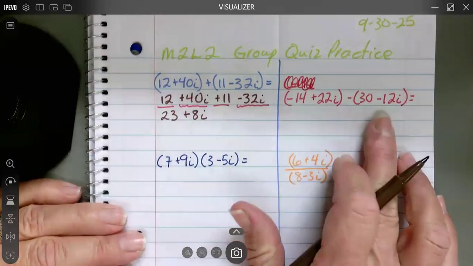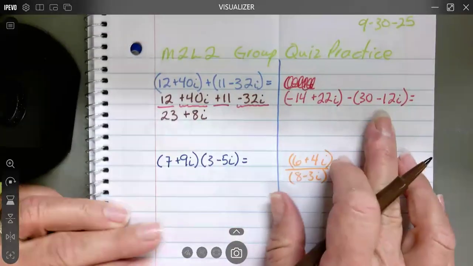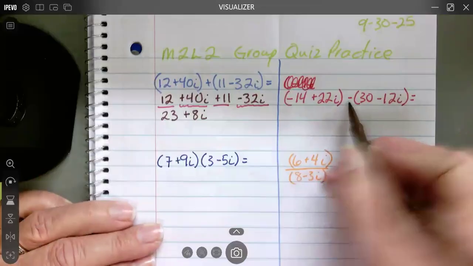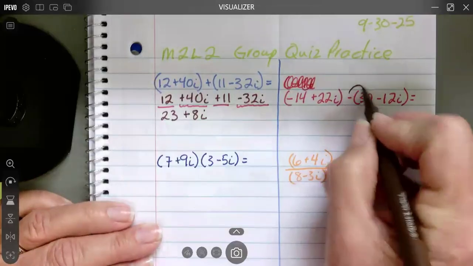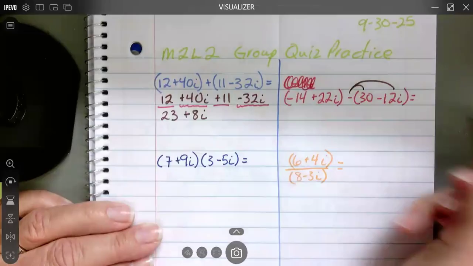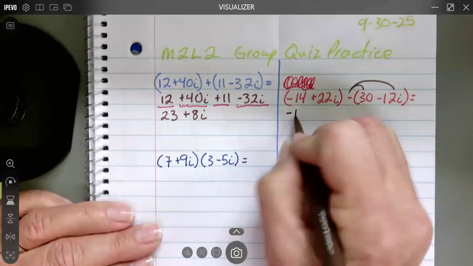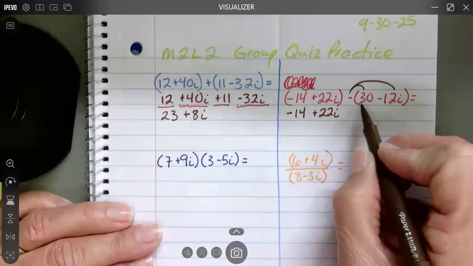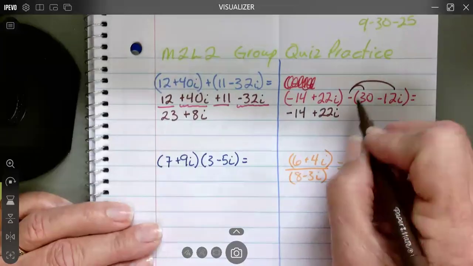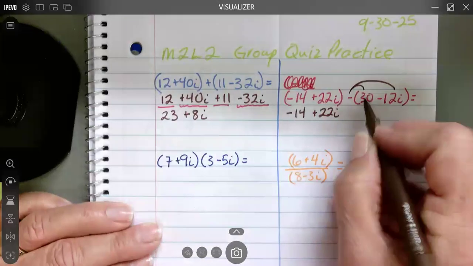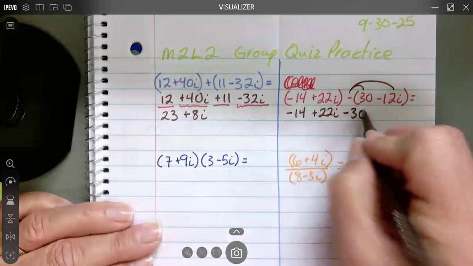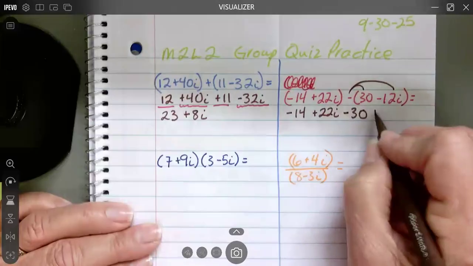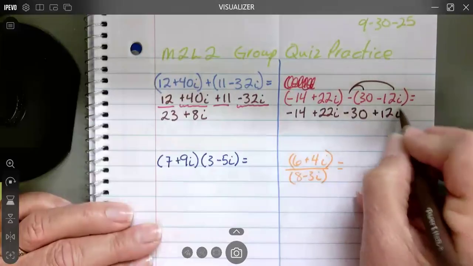Then here, this one is a little more complicated because it's a subtraction problem. So the negative has to go to everything inside the parentheses. So you still have negative 14 plus 22i. But now if I want to get rid of these parentheses, I have negative times 30, so I have minus 30. And then I have negative times minus 12, so that gives us a plus 12i.